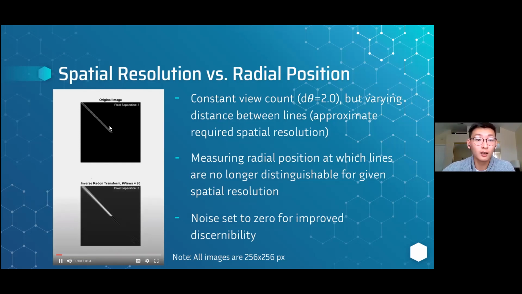the amount of pixels that are separating the two lines in the original image. So if we have a look at the simulation here, we are gradually increasing the pixels between the two lines. After we take the inverse radon transform, you can see this point that's gradually going outwards in the radial direction. That's giving us the coordinates at which the spatial resolution is equivalent to the amount of pixels that are separating these two lines. And in order to clarify this point here, we set the noise to 0, and that's also an assumption. But this is just to characterize the relationship between spatial resolution and radial position.